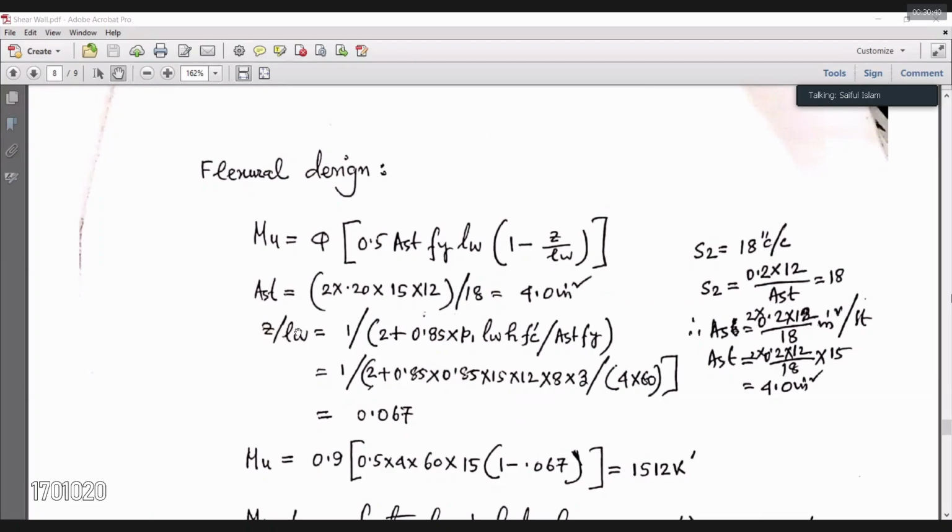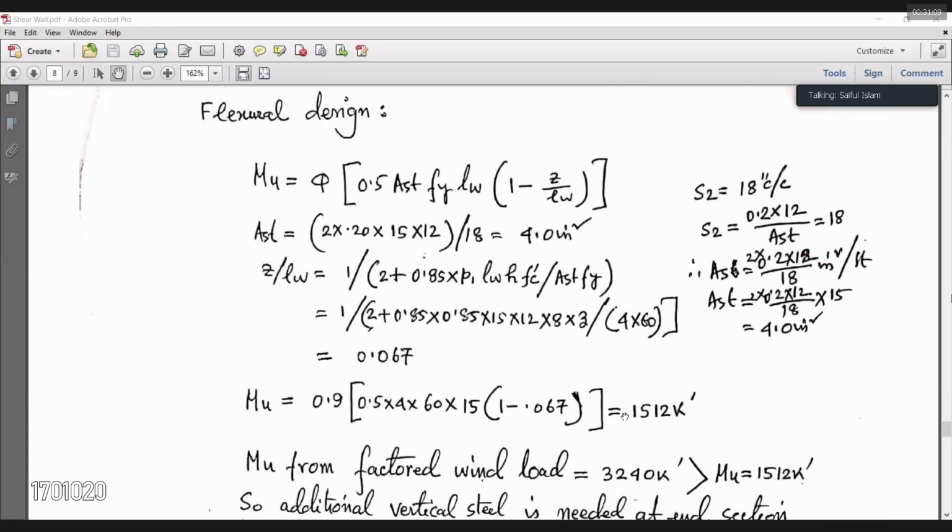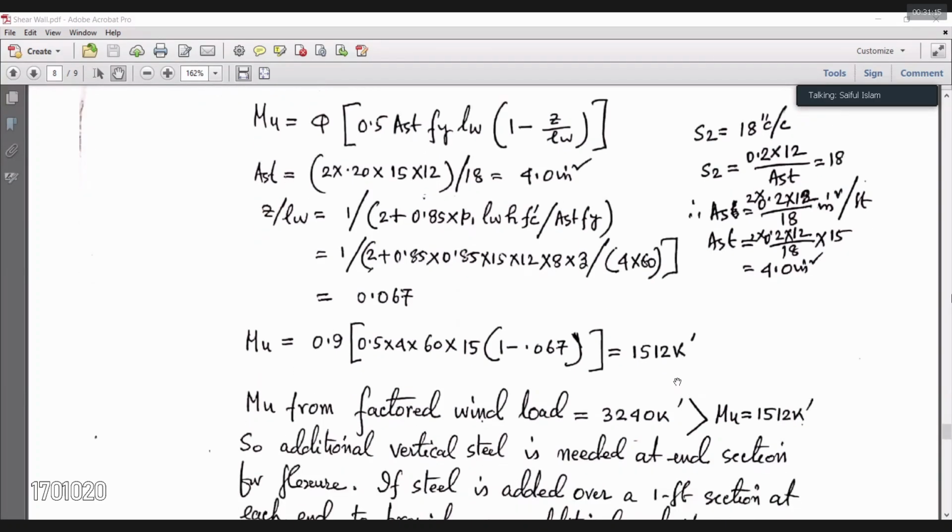Now calculate your Z by LW. 1 divided by 2 plus 0.85 beta 1, which is 0.85, LW means 15 into 12, make it inches, A is equal to 18 inch, A prime C3, AST 4, FY 60. So Z by LW we are getting 0.067. Now by using those expressions, you calculate your MU, it is coming as 1512 cubic feet. This is the design capacity of the wall. The wall has a design flexural capacity up to 1512 cubic feet.